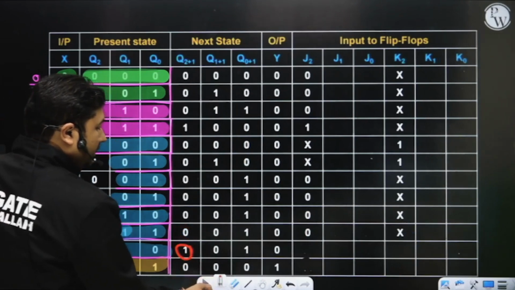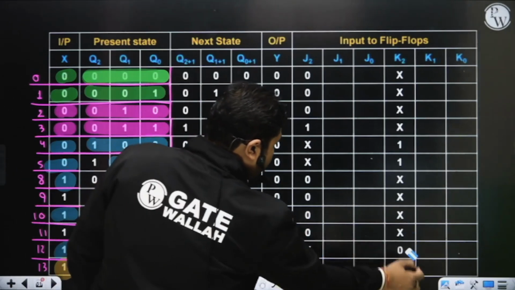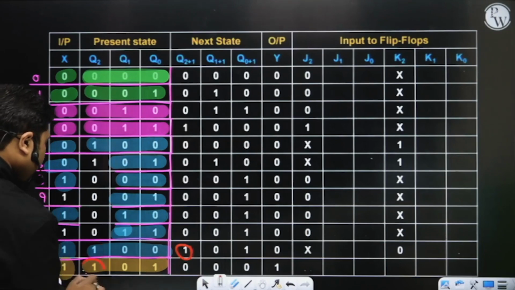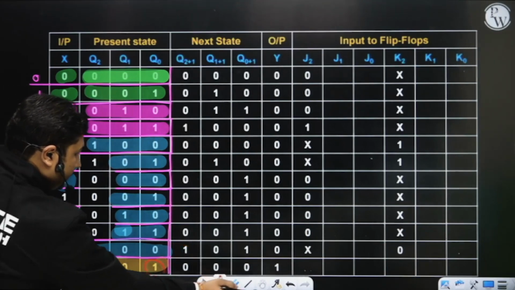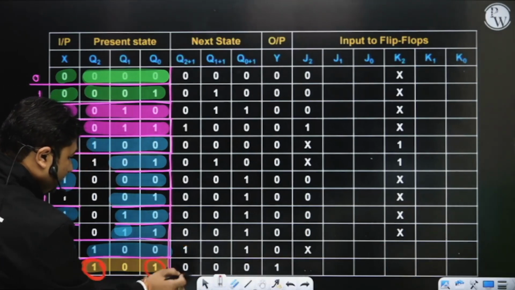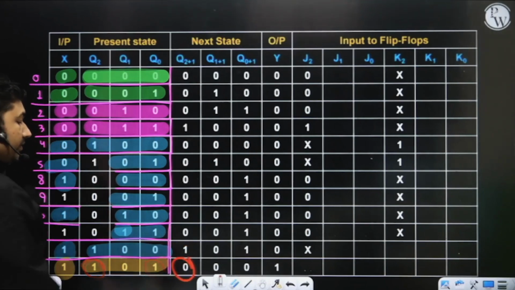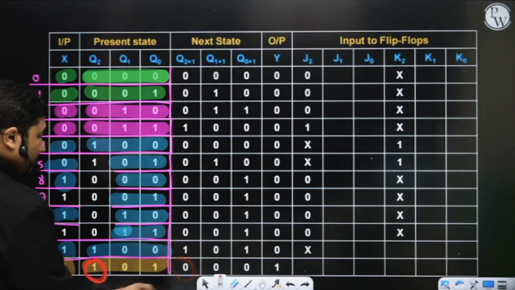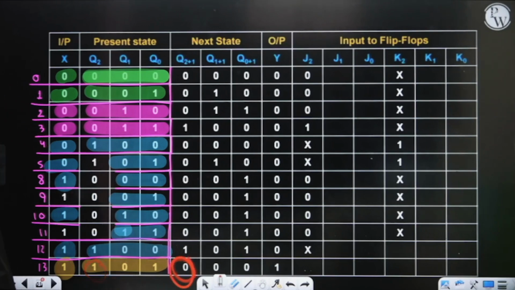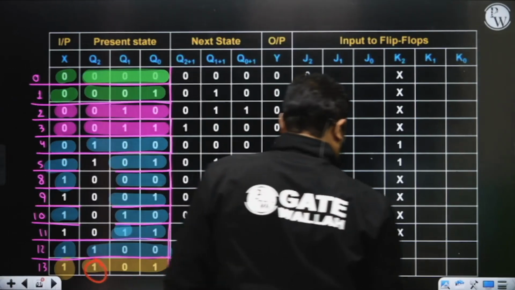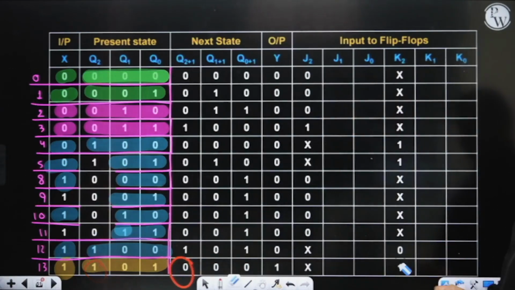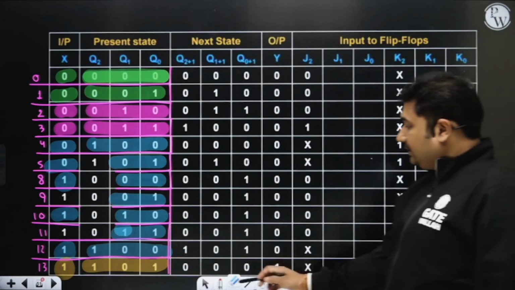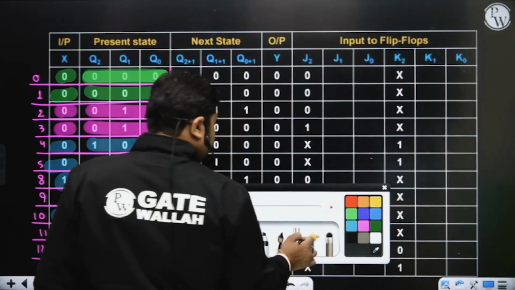For 1, 1, we get don't care, 0. And for 1, 0, we will get don't care, 1. Is it okay? Yes, sir. Similarly, you need to observe for writing the excitation.